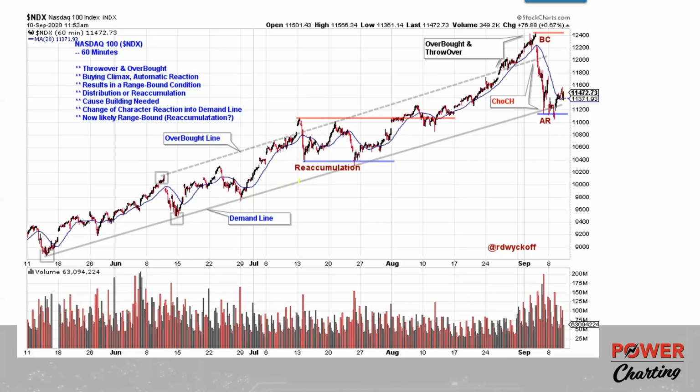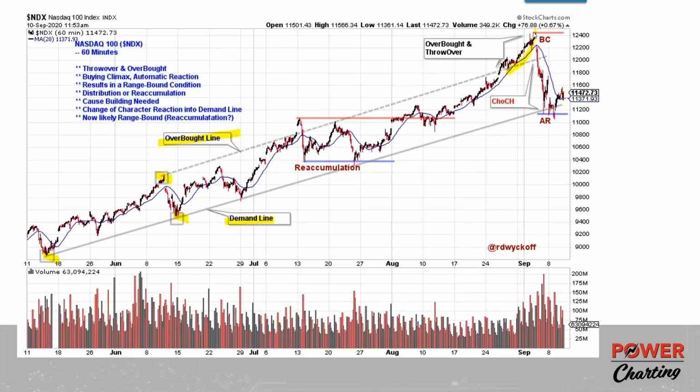The solid gray line is what we call the demand line. The overbought line, which I always put in as a dotted line, is the parallel to the demand line. Demand line is made on 2 points made early in the uptrend, and then the intervening high on the overbought line is where the parallel goes. So here's our late August, September climactic surge.